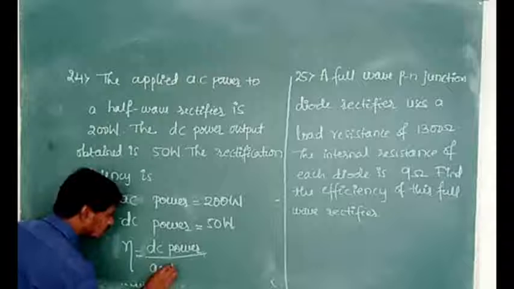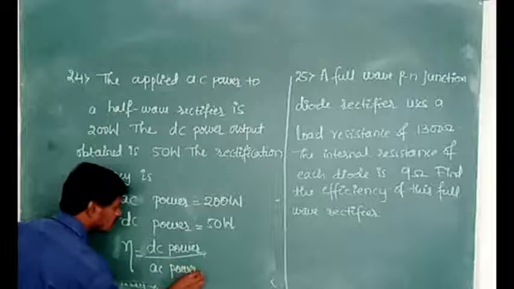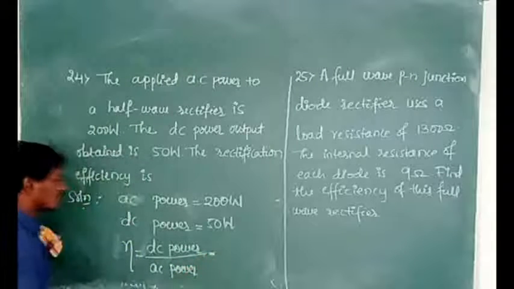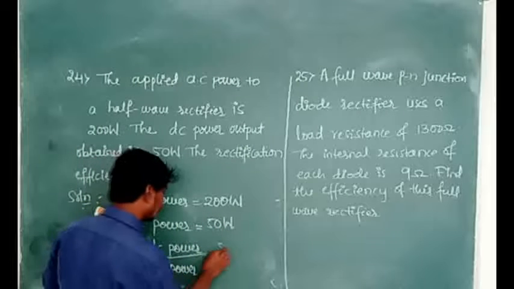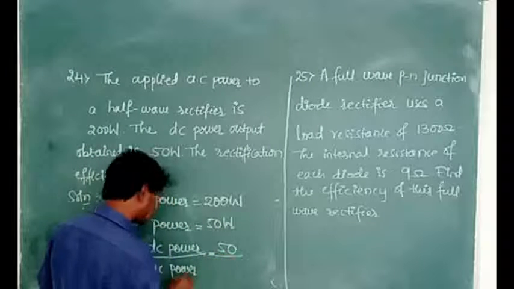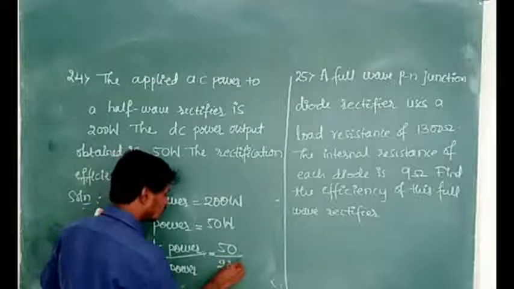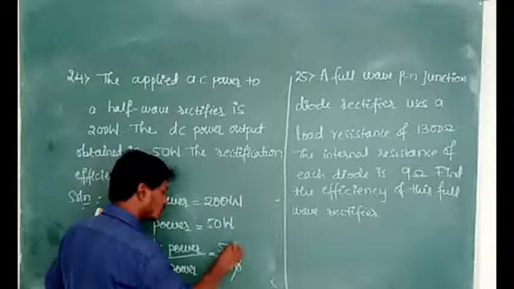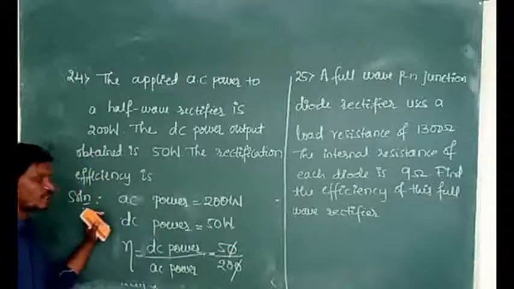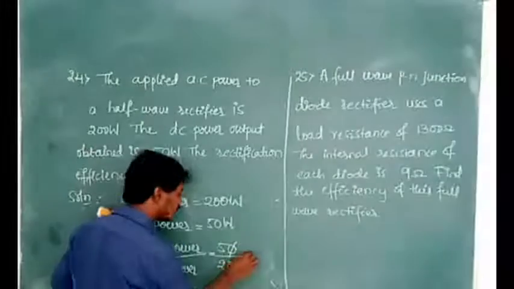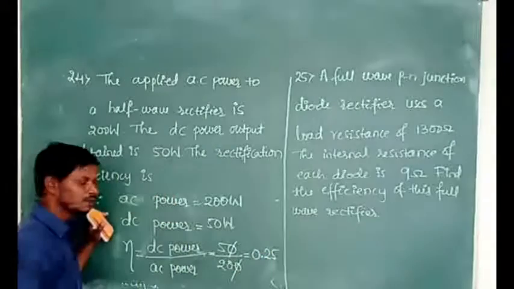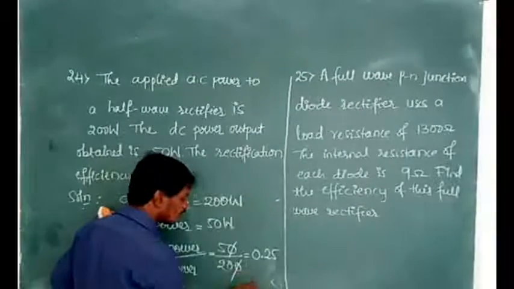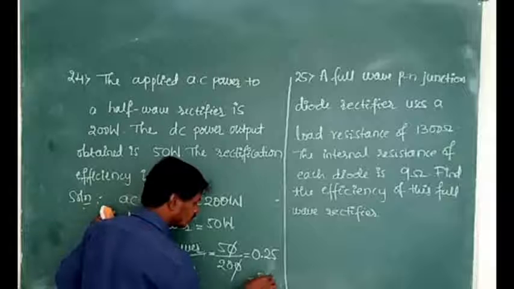DC power to the AC power. So what is the DC power? DC power is nothing but here, that is 50, divided by AC power, which is nothing but here 200. Okay. So what is the answer for pi by 20? Pi by 20 is nothing but 0.25. 0.25. Then in terms of percentage it is 25%.